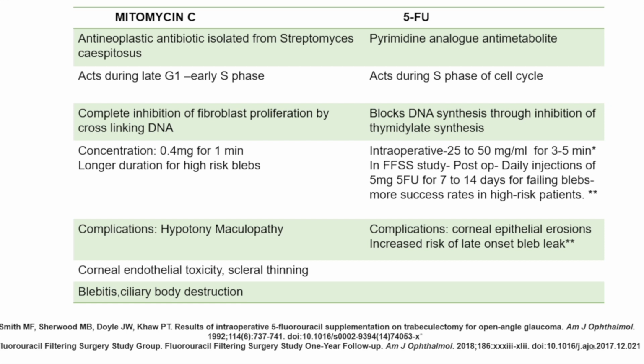5-fluorouracil is a pyrimidine analog antimetabolite. It blocks DNA synthesis through the inhibition of thymidylate synthase. It acts on the S phase of the cell cycle. Intraoperatively, it can be used at 25 to 50 milligram per ml for 3 to 5 minutes. In the FFSS study, it was used post-operatively, with 5-FU injection twice daily for the first 7 days, and then once daily from 7 to 14 days. The complications include corneal epithelial erosions, as it is epithelial toxic, and increased risk of late-onset bleb leak.